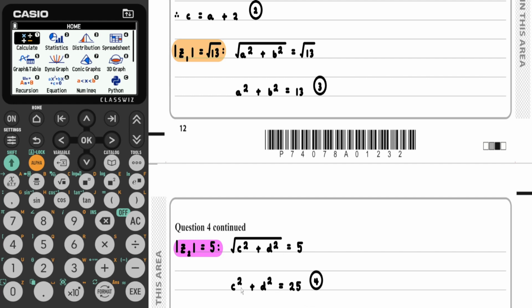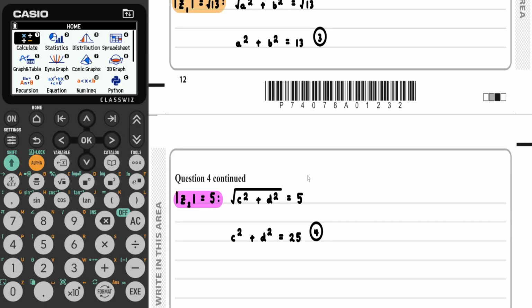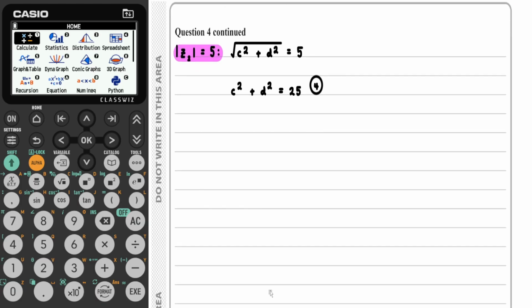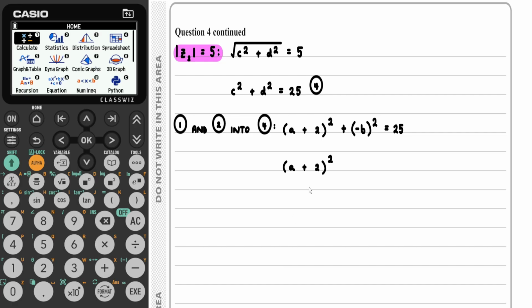Now, we can replace the c with a plus 2, and we can replace the d with minus b. And in doing so, we can form a new equation in a and b. Substituting equation 1 and 2 into 4, we would have a plus 2 squared plus negative b squared equals 25. So we've got a plus 2 squared plus b squared equals 25, which I'll call equation 5.